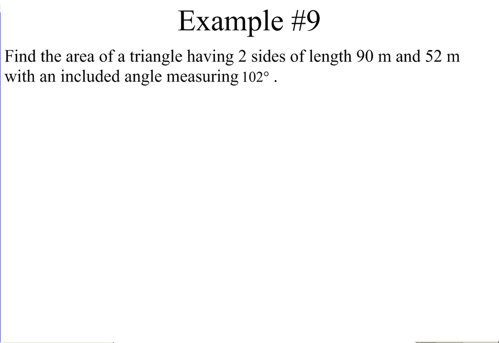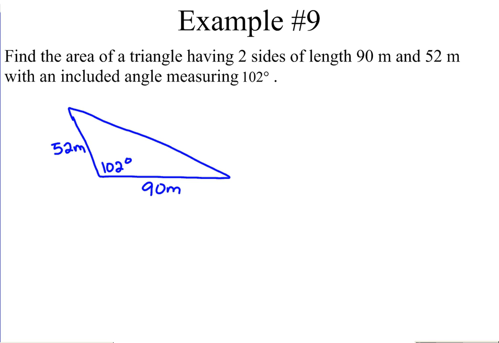So looking at one example here. Find the area of a triangle having two sides of length 90 and 52 with an included angle measuring 102. So drawing a quick sketch of what we have here, we have an angle of 102 degrees that is included between these two sides that are 90 meters and 52 meters. Only other formula you know for finding the area of a triangle is 1/2 base times height.